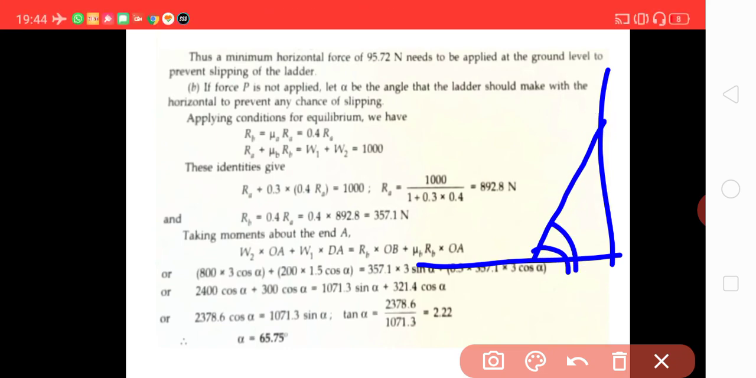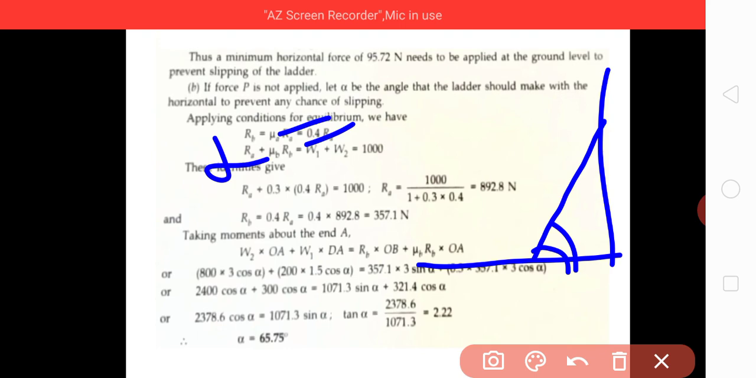This is about this. Alpha is 65.75 degree.